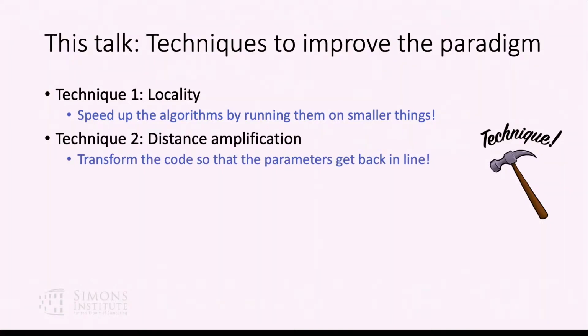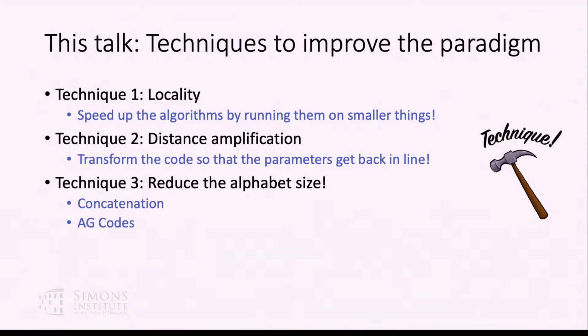The second technique I'm going to talk about is distance amplification. One of the punchlines of technique 1 is that we can make faster algorithms, but at the cost of getting worse parameters. So we'll see some techniques for getting the parameters back in line after we do that. The third technique I'll talk about is alphabet reduction. We'll see 2 different ways to do this: one, code concatenation, and the second, which I'll just mention very briefly, using algebraic geometry codes.